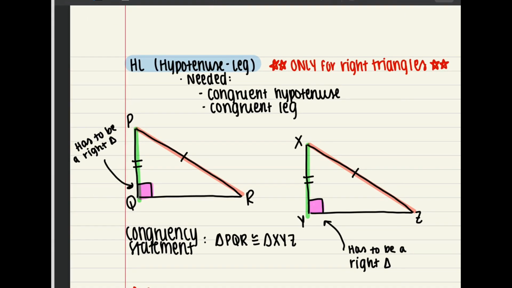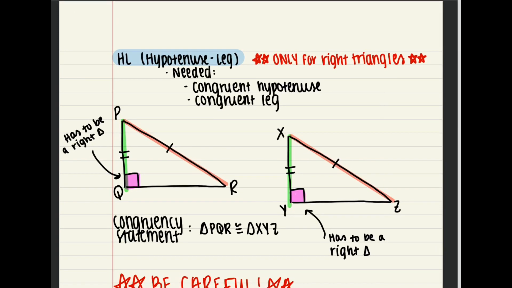And then the last one we have is hypotenuse leg, and you can only use this with right triangles, but that does not mean that right triangles only use hypotenuse leg. So in order to use this, you need a congruent hypotenuse, which remember is that side across from the 90-degree angle, and then a congruent leg as well.